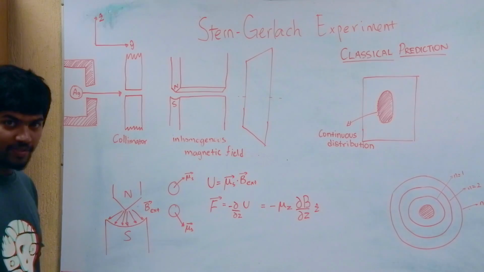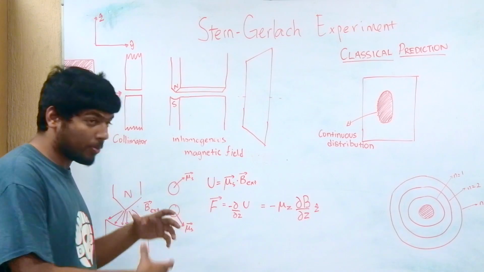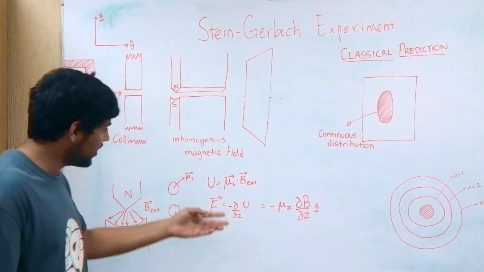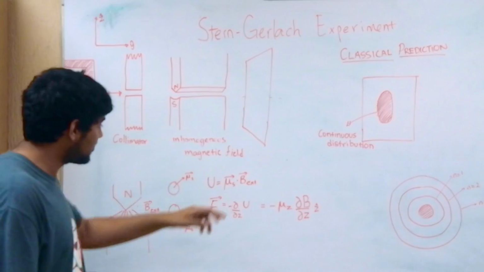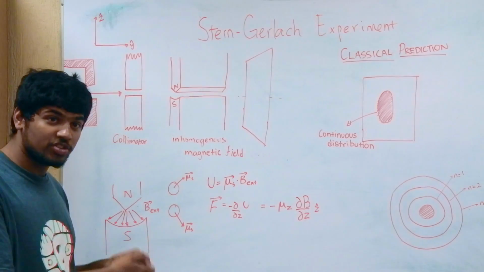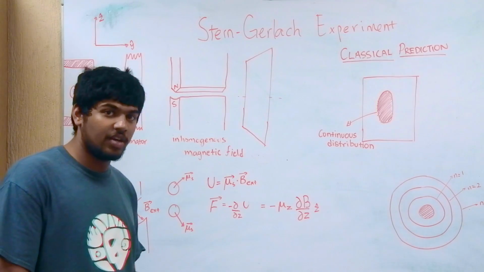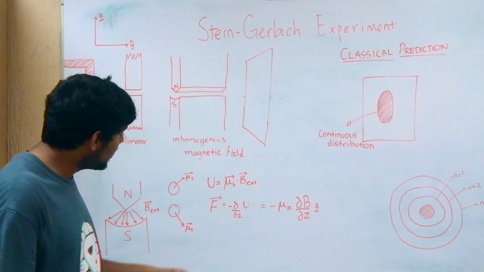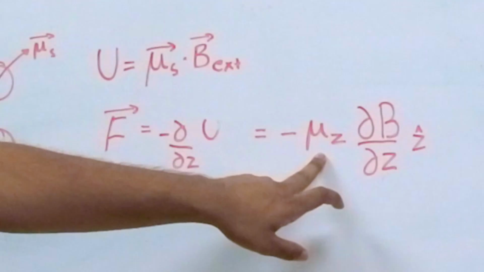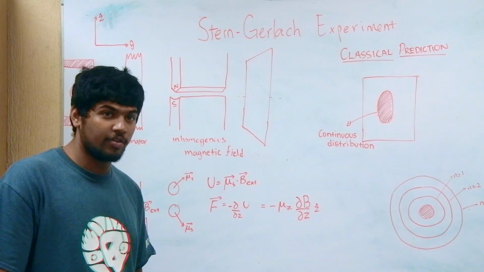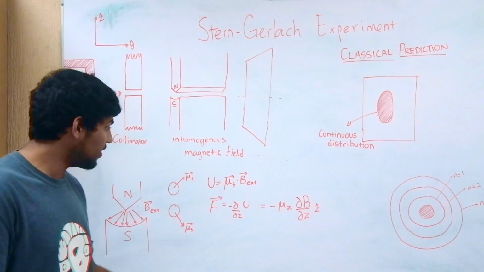From a class of electricity and magnetism, we know that the potential energy of a magnet moving through a magnetic field is given by the dot product between the magnetic moment of the magnet that we're analyzing and the external magnetic field. To have a force, we know that it's the negative gradient of the potential field. And when we do the derivative, we already know that this is a constant in the z direction. So we have the mu z component, which is 1/2 of h bar, and the derivative of the external magnetic field.